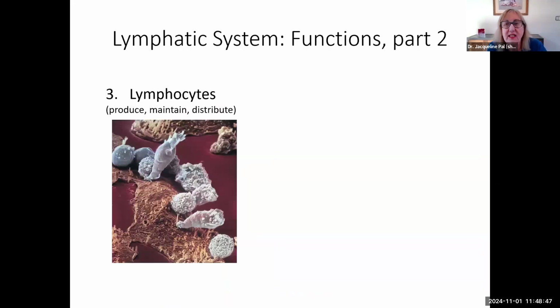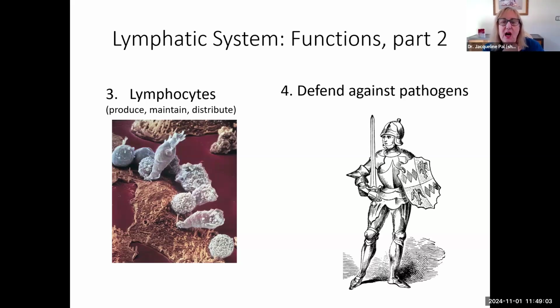The third function is the lymphatic system is where your lymphocytes are made. It's where they are stored until they're called to duty, and then they're going to be distributed and do their work. And your lymphatic system also is responsible for your immunity. Along with your lymphocytes, it has other cells that help you defend against pathogens. And there are other processes besides just your cells to defend against pathogens. We'll learn more about these shortly.